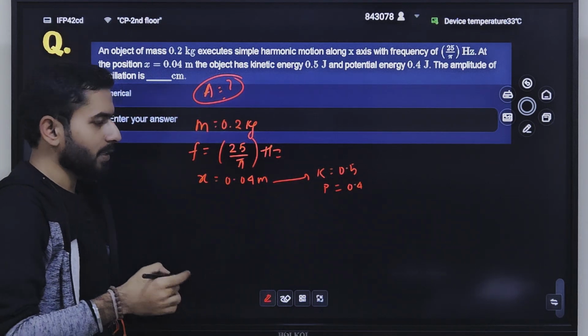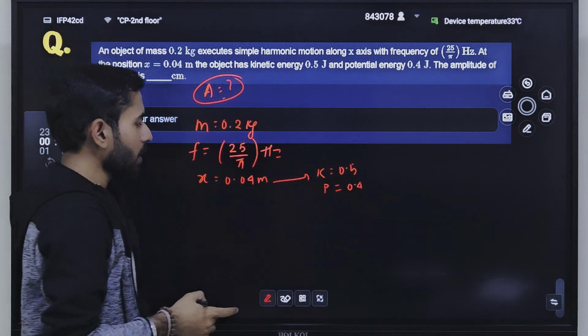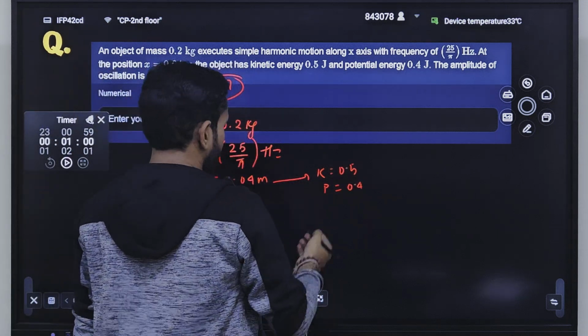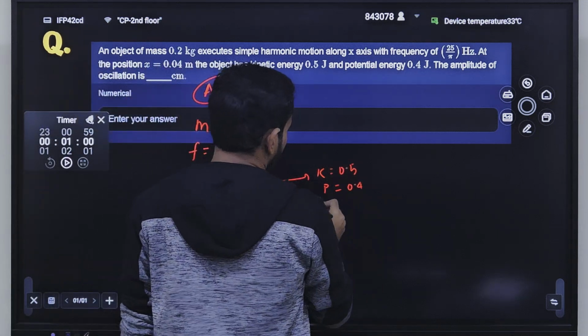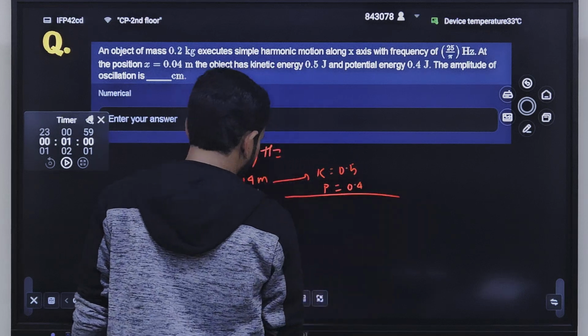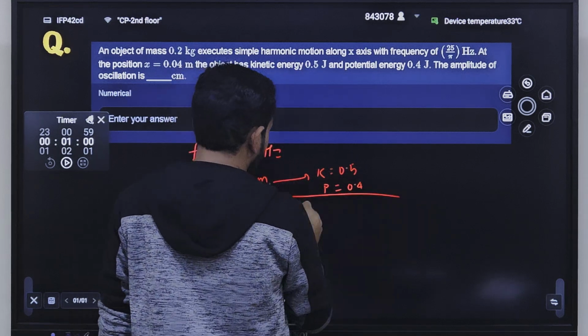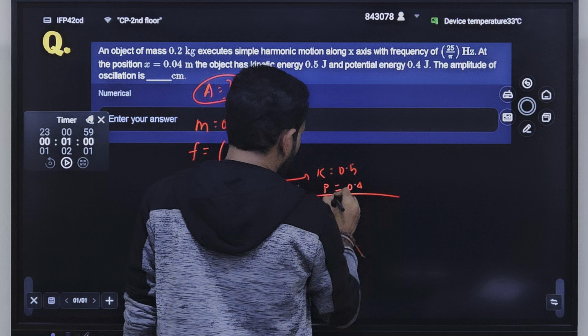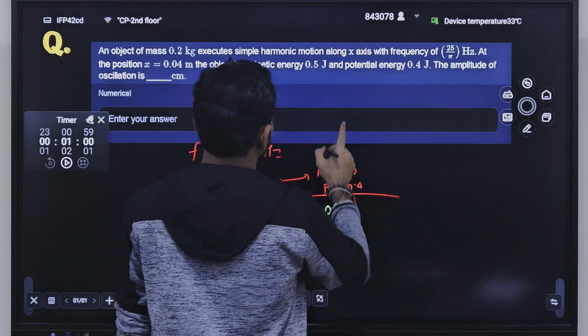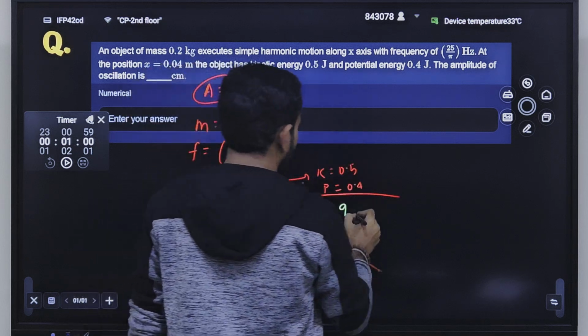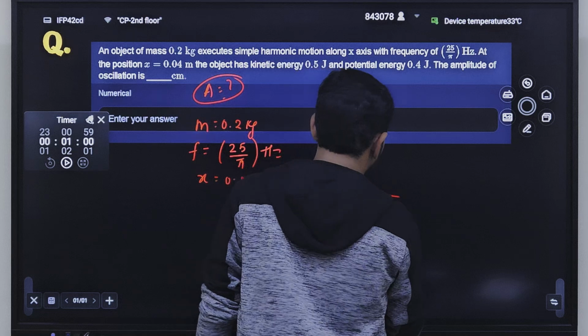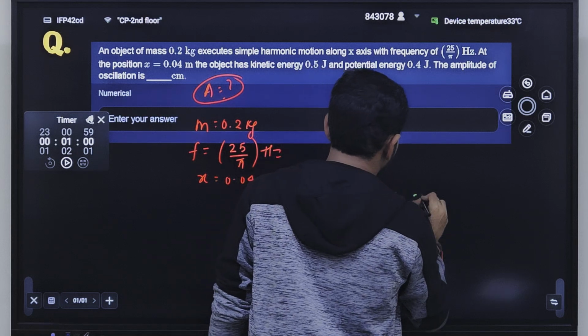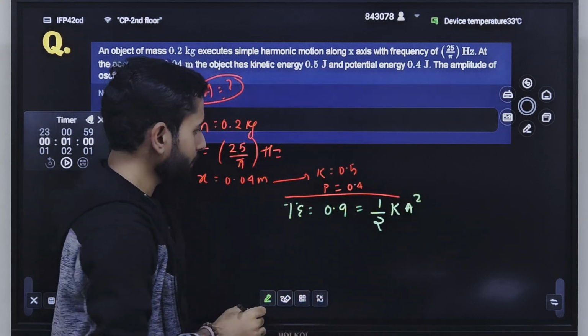Potential energy is given and kinetic energy is given. So, there are lots of ways to solve it. What I will follow, because the simplest thing is total energy. So I will take total energy. Total energy is equal to how much? 0.9 joules, standard units are there. It is equal to how much? Half K A square. Correct?